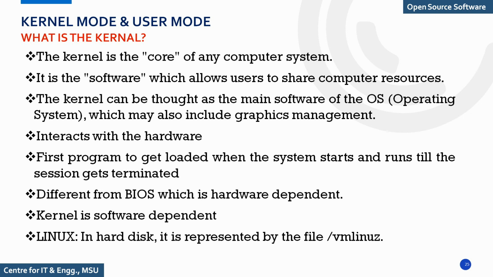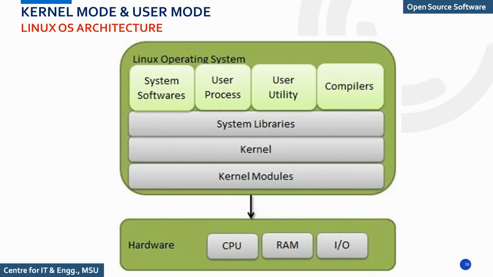Kernel can be called the main software of the operating system. It may also include the graphics management. The kernel interacts with the hardware. Kernel is the first program to get loaded when the computer starts, and it runs till the session gets terminated or the computer is turned off. But it's different from BIOS, which is hardware dependent. But kernel is software dependent. You all know about BIOS. In Linux, in the hard disk, the kernel is represented by the file name vmlinux. Next is architecture of Linux OS.